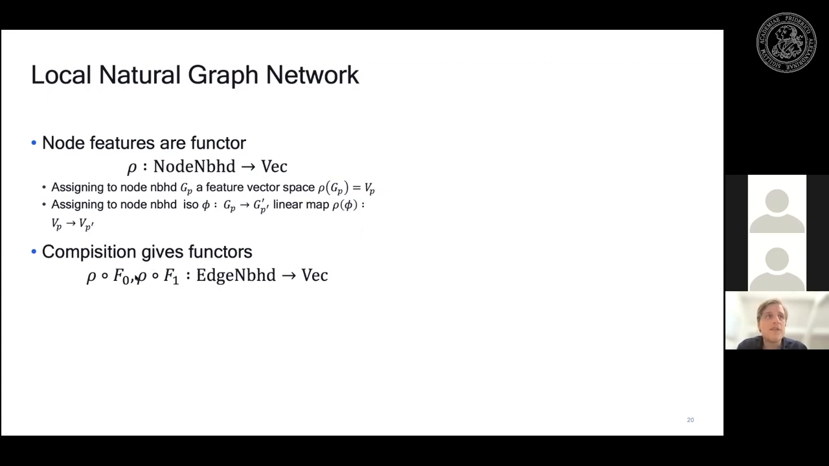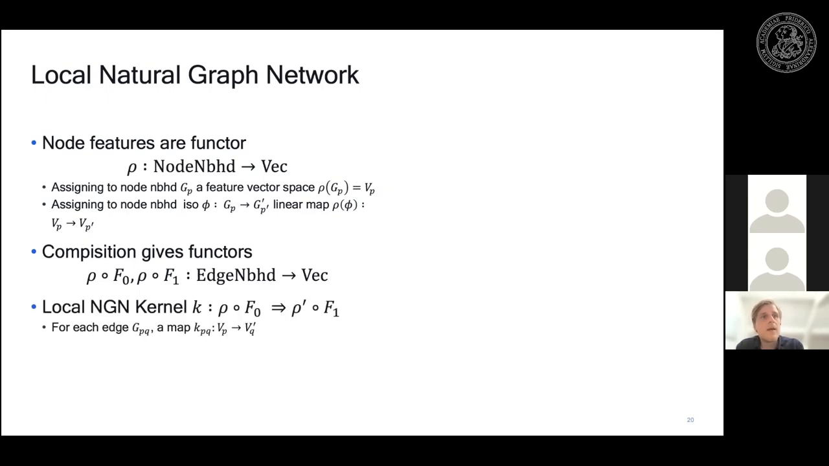We can compose these node features with these functors F0 and F1 to assign to all edges, where the first one assigns to all edges the feature vector space of the head of the edge, and the second assigns to an edge the feature vector space of the tail of the edge. And now the local natural graph network maps from the one functor to the other functor. And what this means is that for each edge, PQ, we have a map from the input feature space at P to the output feature space at Q.